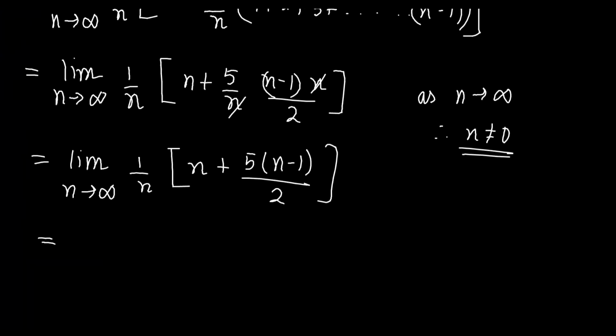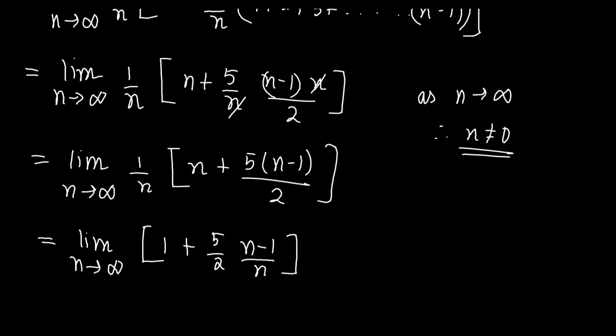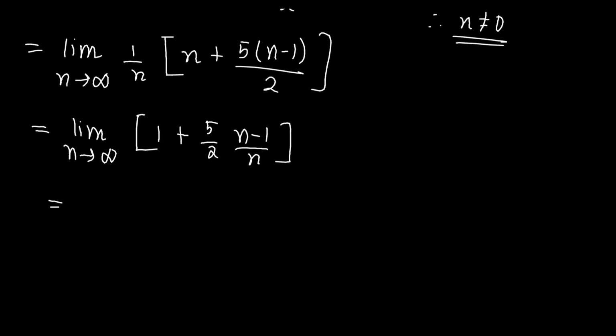Now I am just multiplying this 1 by n inside. So it will be, again, as n tending to infinity, n is not equal to 0, so n and n will get cancelled. That is 1 plus 5 by 2 into n minus 1 by n. Now, as n tends to infinity, therefore n is not equal to 0, then we can divide by this n.